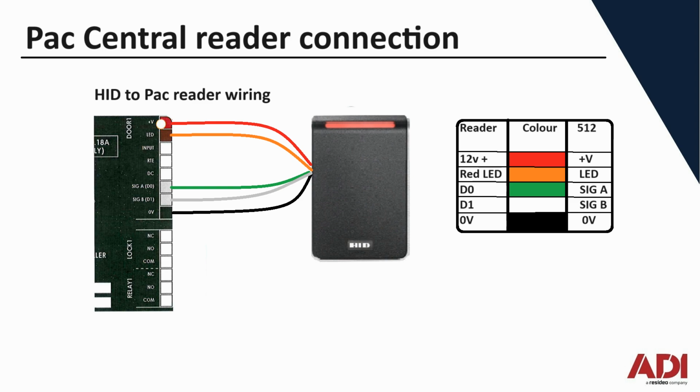Let's have a look at the wiring. In this case, I'm using a Signal reader. It's configured for 26-bit Wiegand. Connections are fairly standard. Green and white, data 1, data 0. Positive red, negative black, and the orange LED control goes to the LED output. So with that done, we can look at the software and get the controller added to the client.